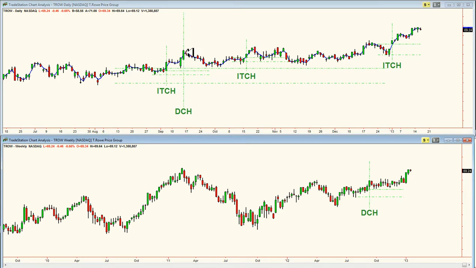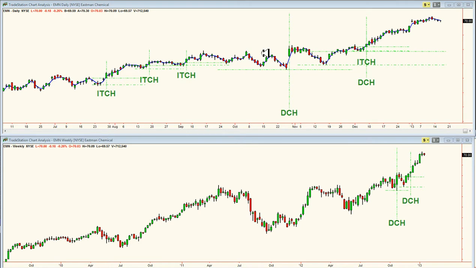It gave a few days of a run, hit a resistance level, continued to go sideways, but we did not reverse a trend. We held this consolidation and then recently fired another itch to match the DCH that fired back in September.